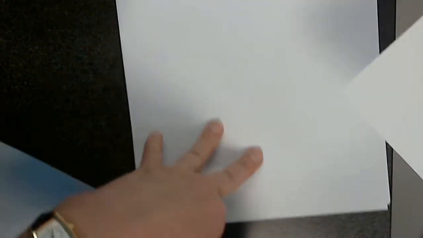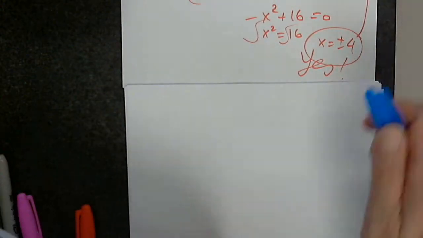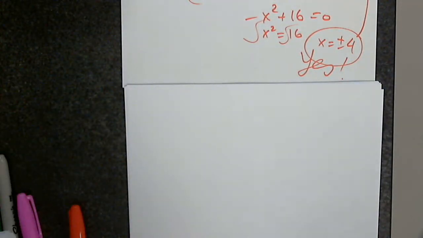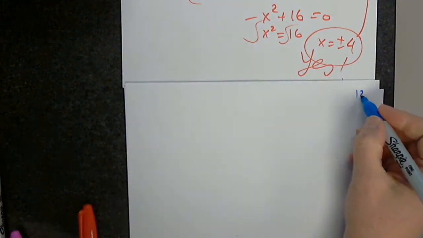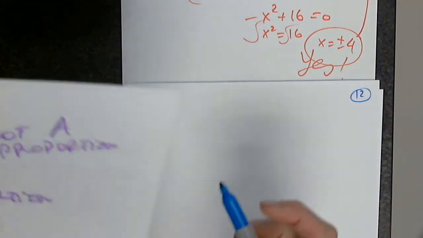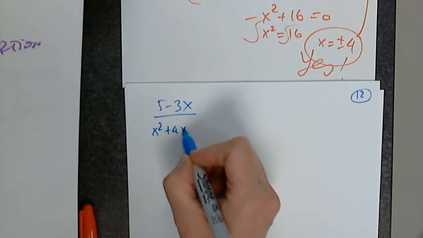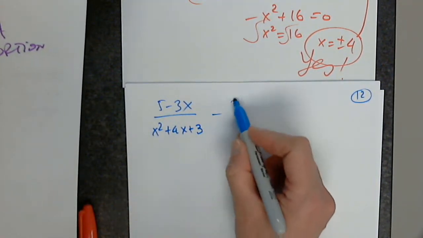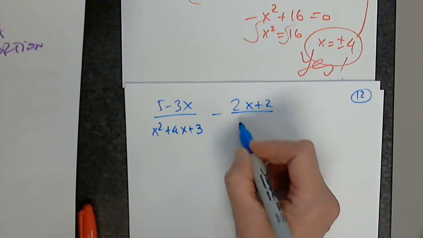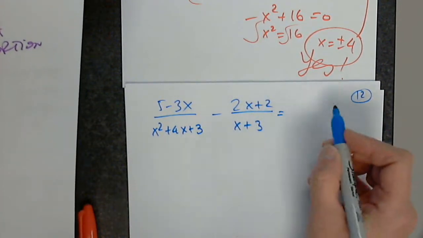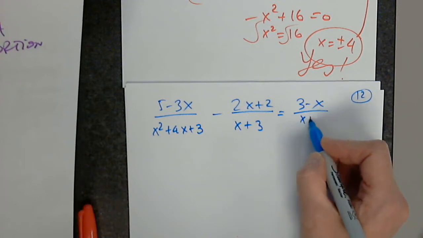Yep, it's very easy. That's why, although I know you understood it, you still need to practice a lot because it's not going to be good enough. Okay, 5 minus 3x over x squared plus 4x plus 3, minus 2x plus 2 over x plus 3, equals 3 minus x over x plus 1.